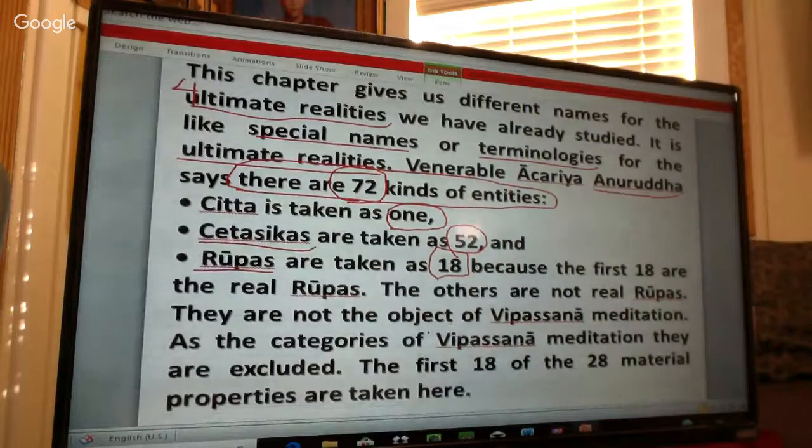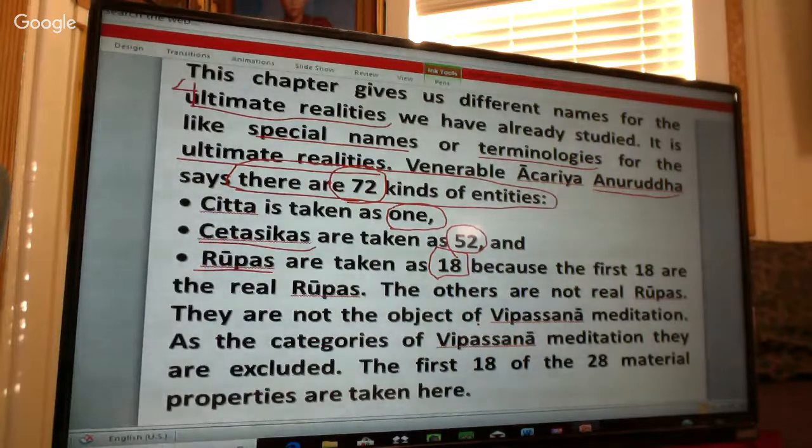That's why when we practice Vipassanā meditation, the other 10 kinds of material are not the object of the meditation. So they are excluded from the category of Vipassanā meditation. They are not included. So first, 18 kinds of material of the 28 material properties are taken here.